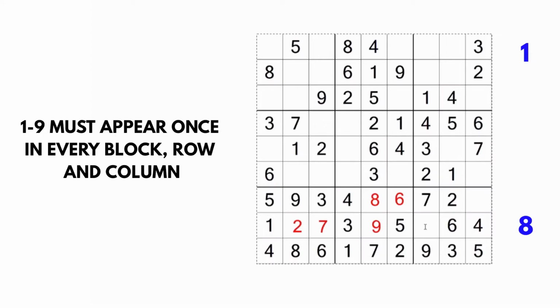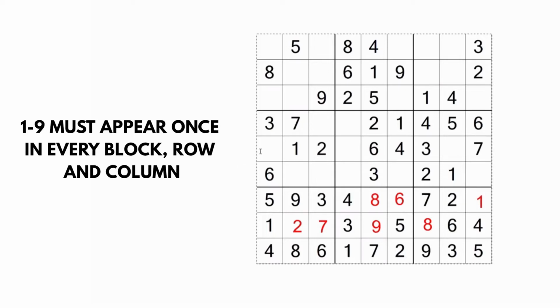Let's start with this one. If we look at this row, we can already see that there is a 1. And because no number can be repeated in any row, block, or column, it means that this number will have to be an 8, which means this one has to be a 1.